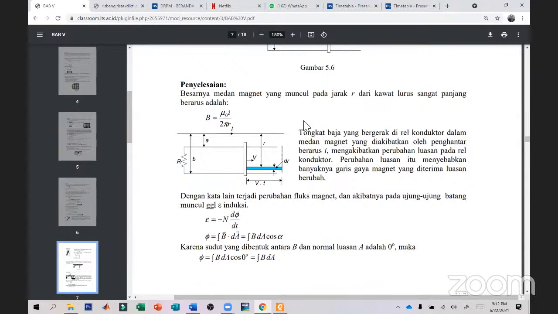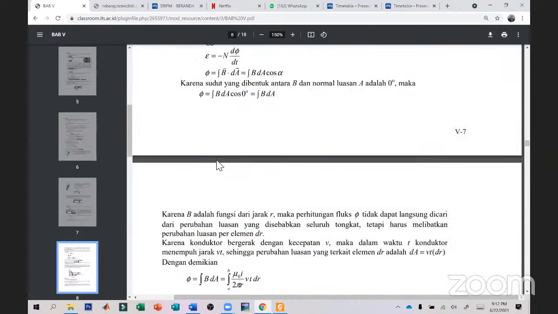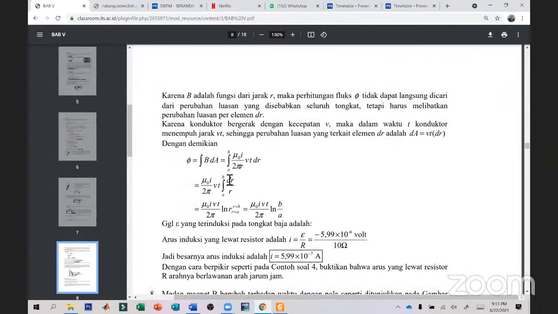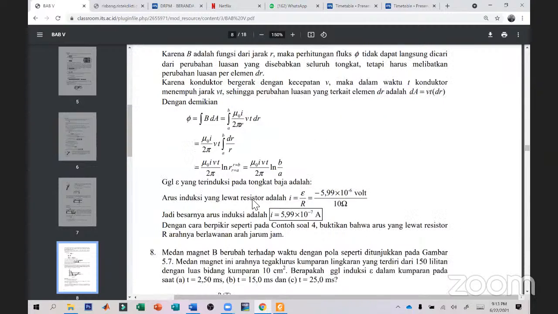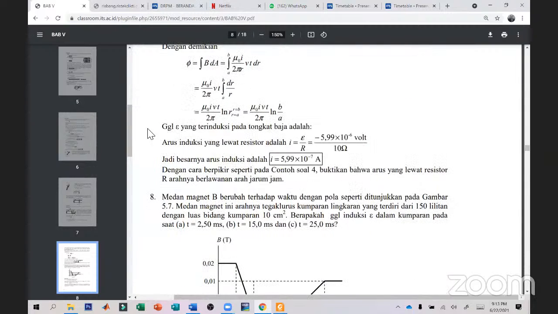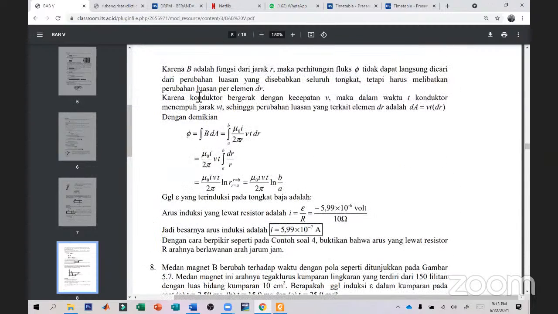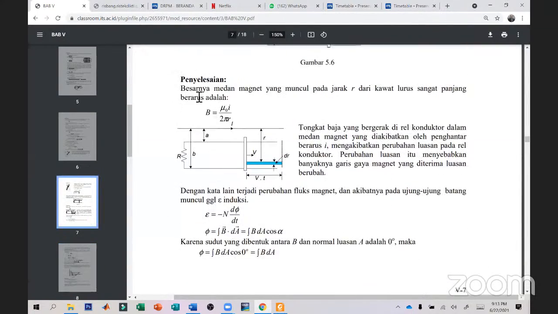Please make a rewriting by yourself to make you understand how to make the small element and then integrate to the whole area. Silakan dipelajari sendiri ya, kemungkinan besar ini sering keluar. Coba dipelajari yang ini ya. Soal seperti ini yang sering keluar.